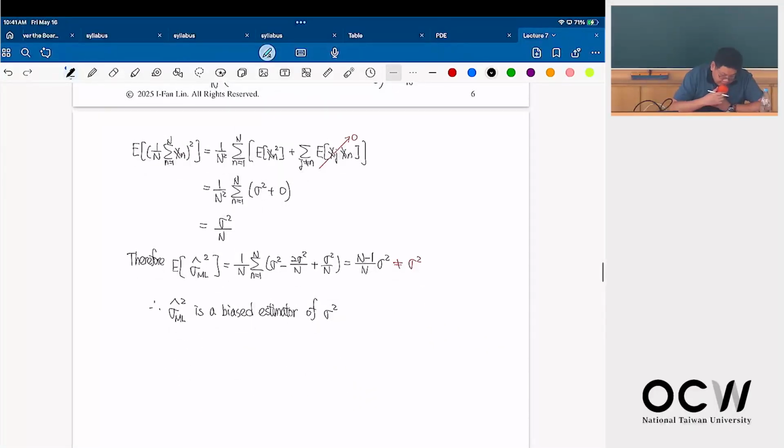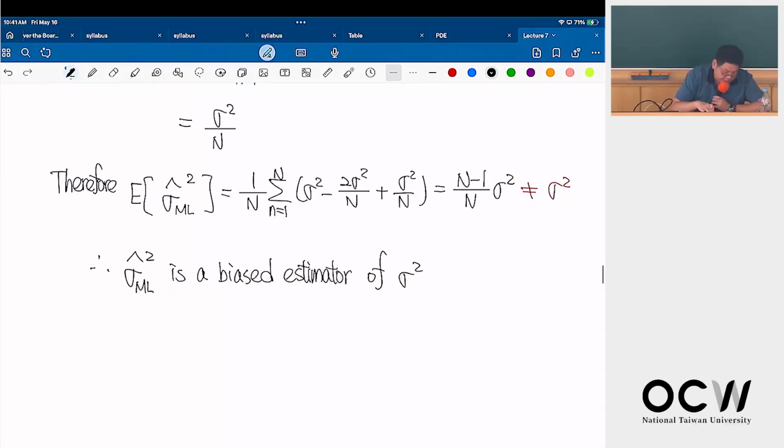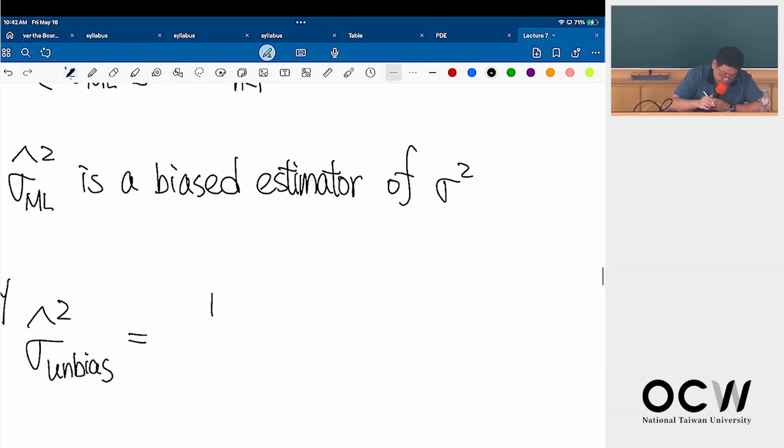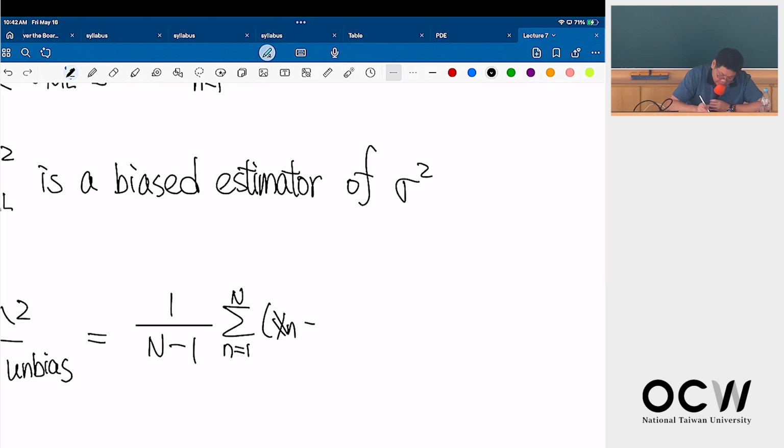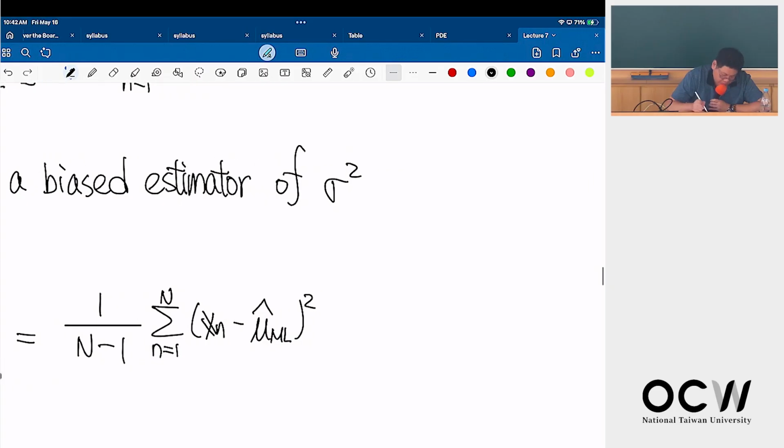And you may ask, what is the unbiased estimator for the variance? So actually, the unbiased variance estimator is 1 over N minus 1 times the summation. This is unbiased.